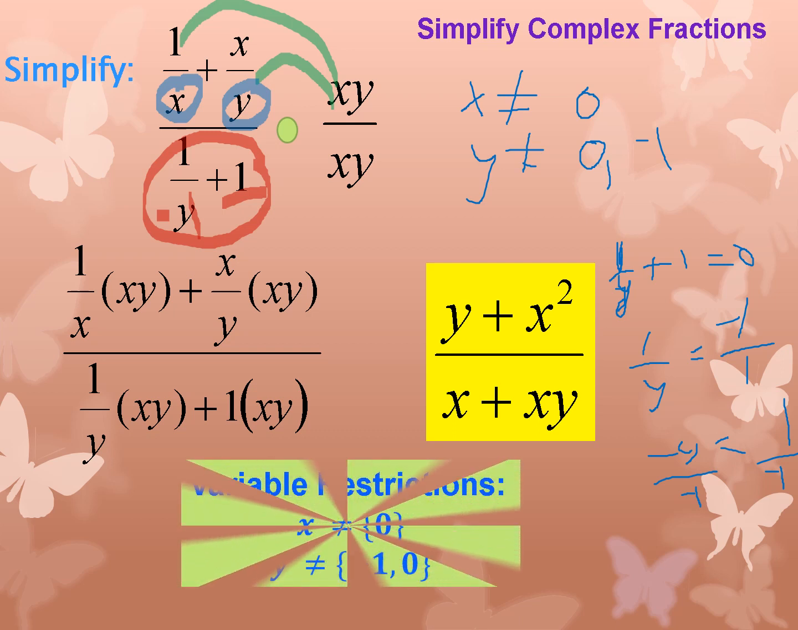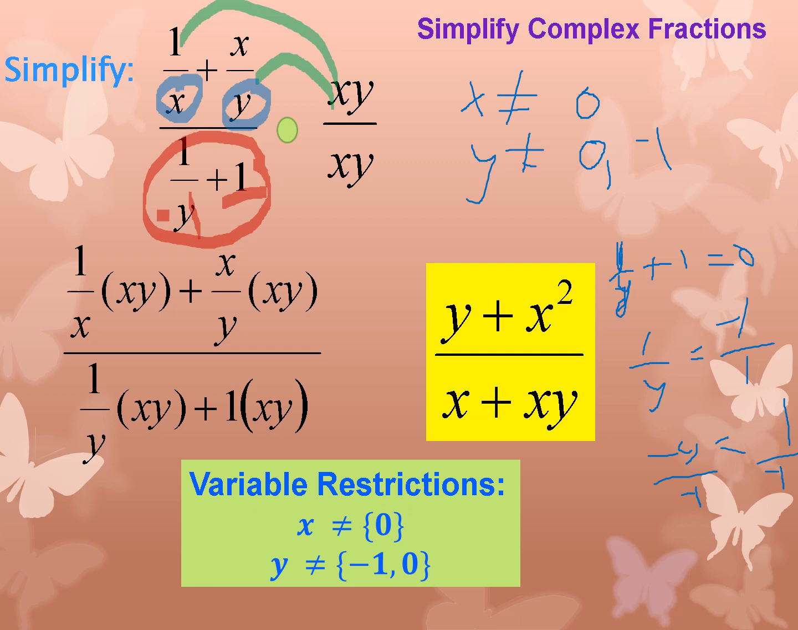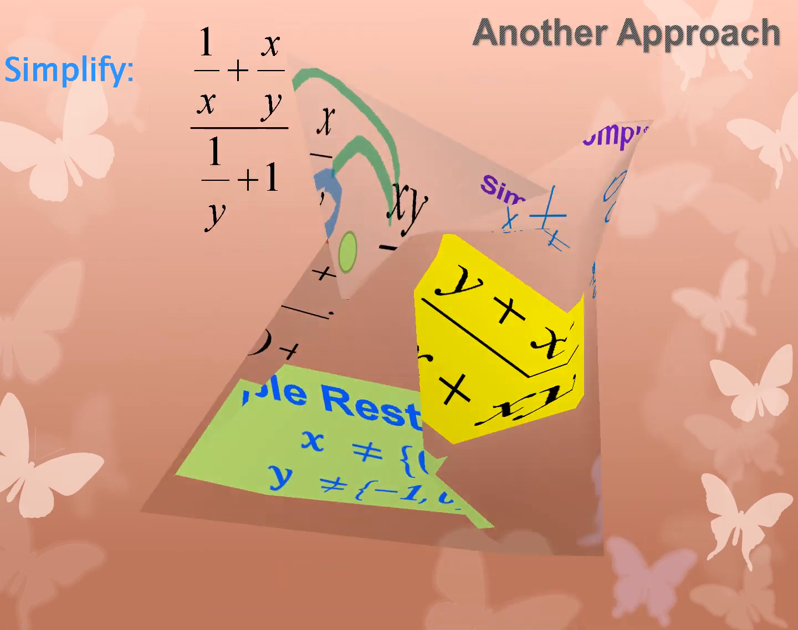So when we go to write our variable restrictions, we have that x can't equal 0 and y cannot equal negative 1 or 0. All right, so that's one approach. Let's look at the next approach.